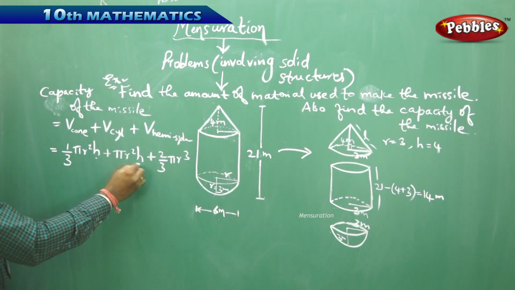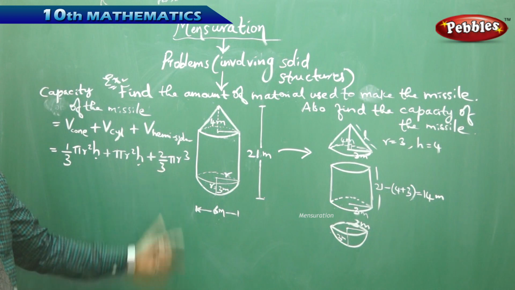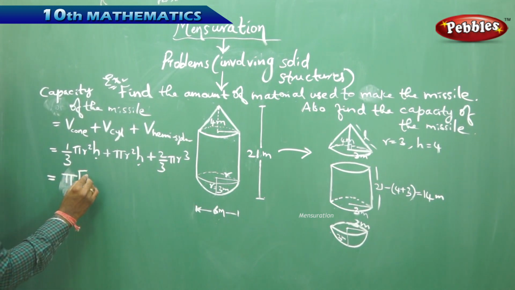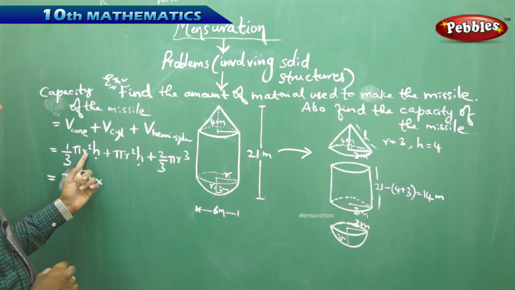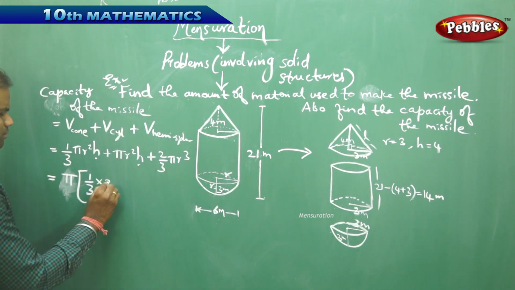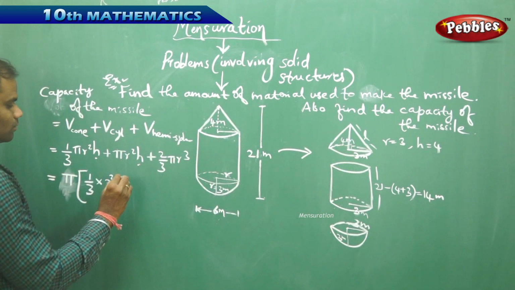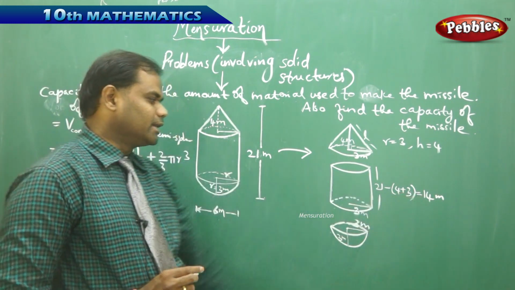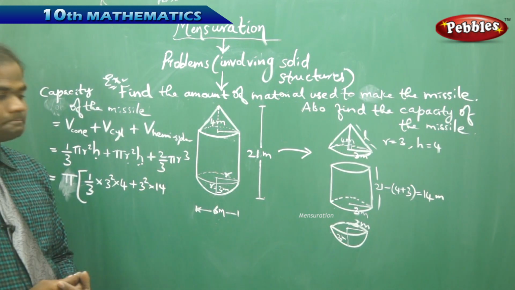Remember, this height is different from this because this is the height of the cone and this is the height of the cylinder. They differ, though it is h here. So on substitution, I get 1 by 3. Now assuming pi is common, I take pi common and then simplify with the substituted values. 1 by 3 times r square, which is the radius, is 3. So 3 square times h, which is 4 meters for the cone. So I get this to be 4. Then I get this to be r square h, where the radius is 3 and my h is 14. So 3 square times 14 is what I get here.